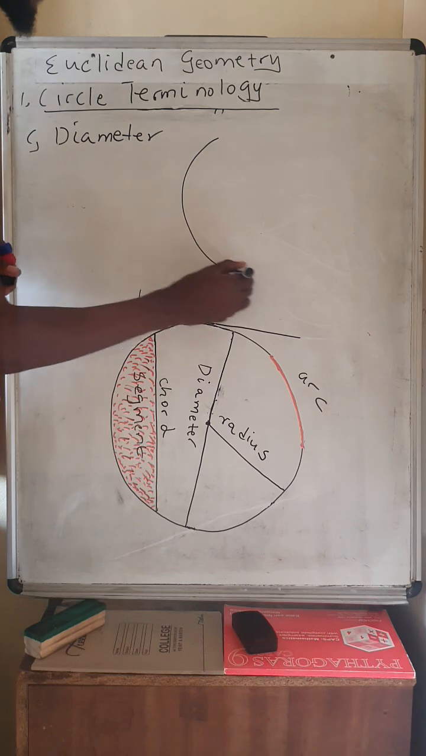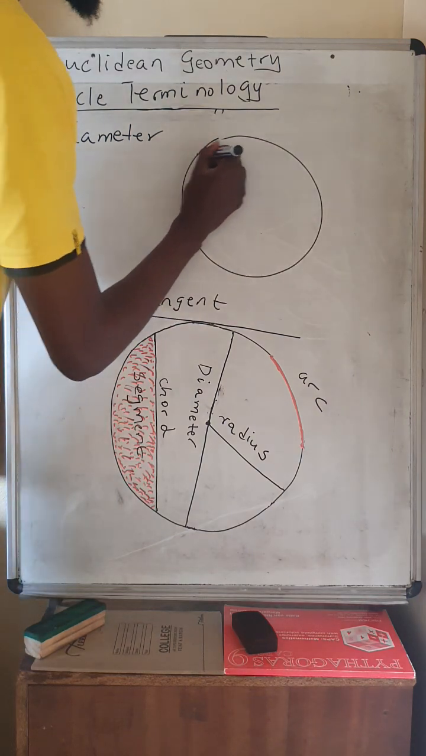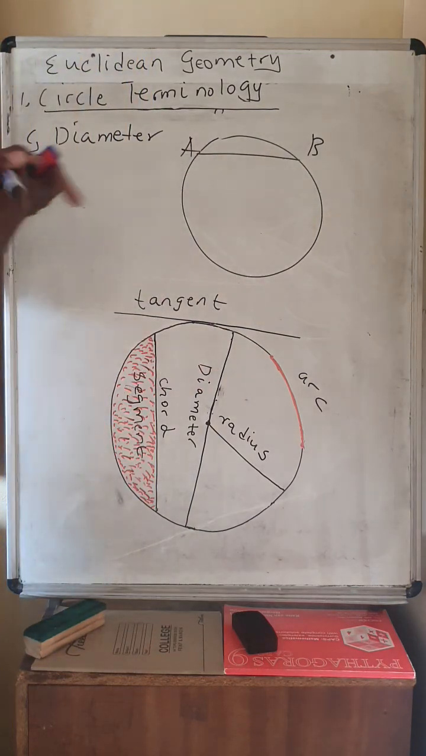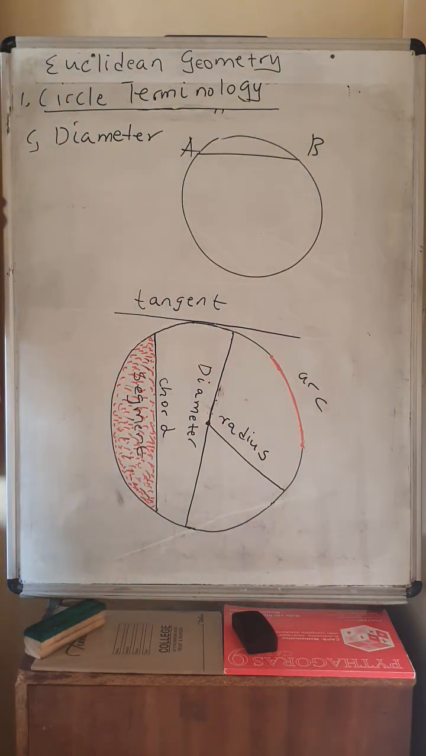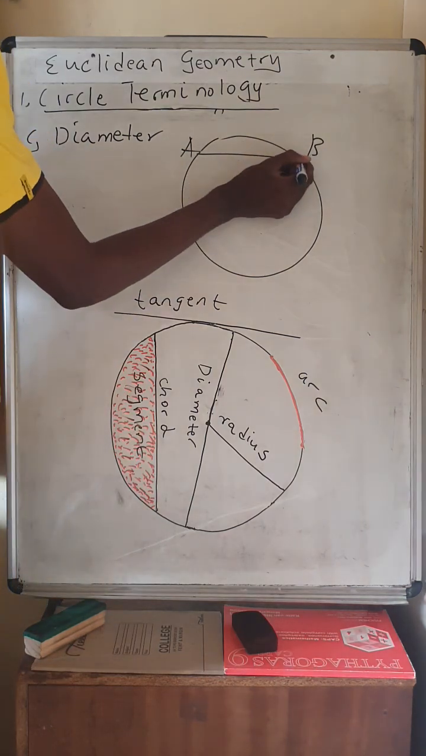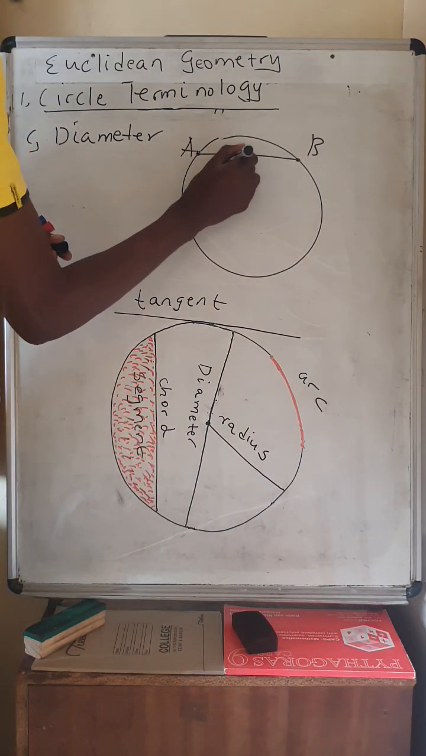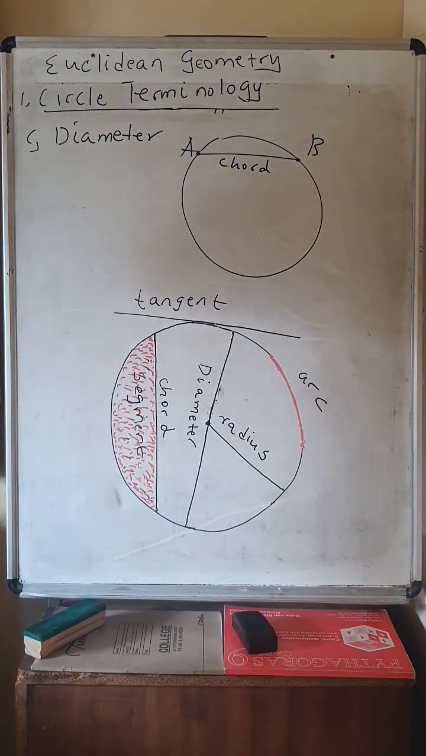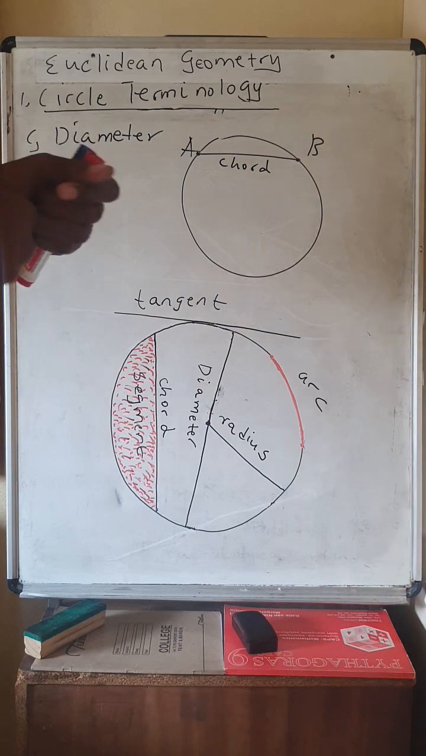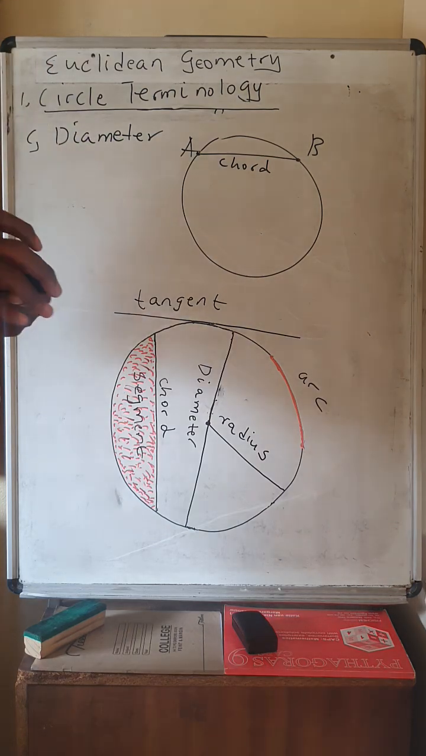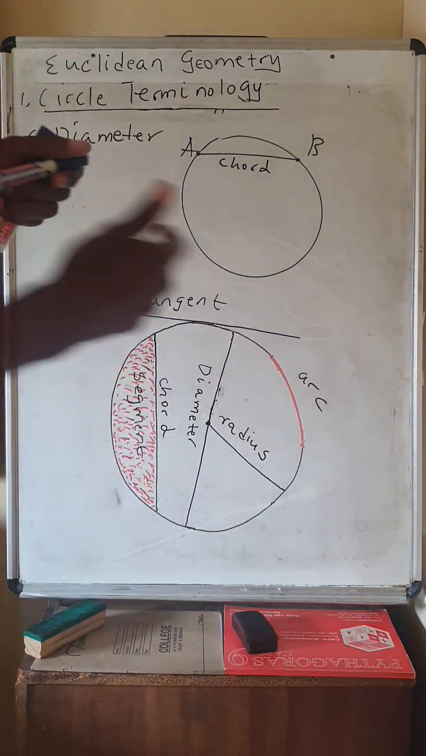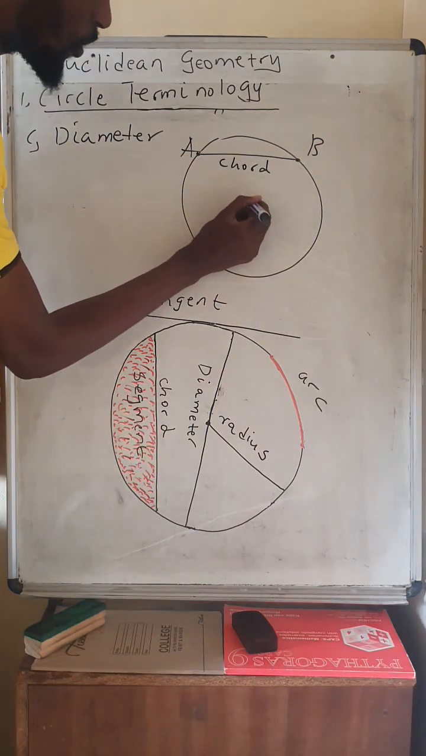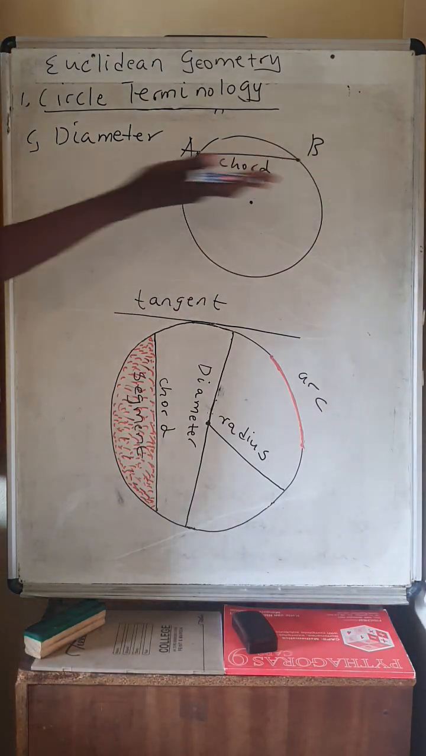If we look at this example here, let me call this AB. You can see that AB is a chord because A and B are points along the circumference, and AB is joining those two points. So AB becomes a chord. But can I call AB a diameter? No, it cannot be called a diameter. By definition, a diameter is a chord that passes through the center of a circle. So it is not just a chord. It must be a chord that passes through the center.